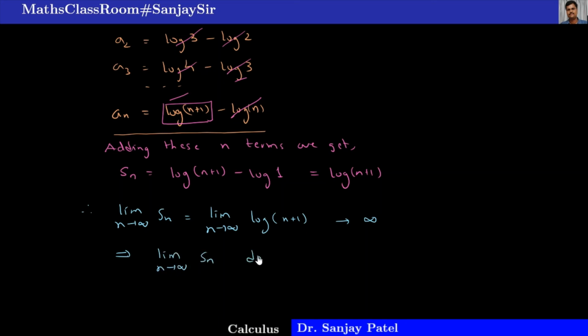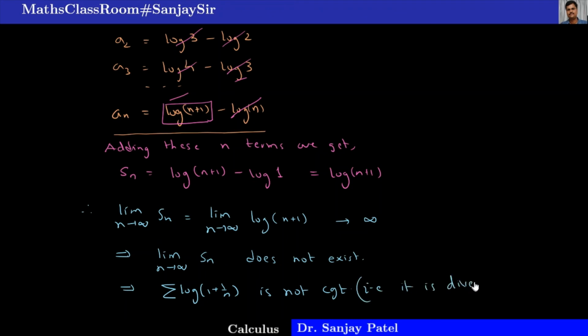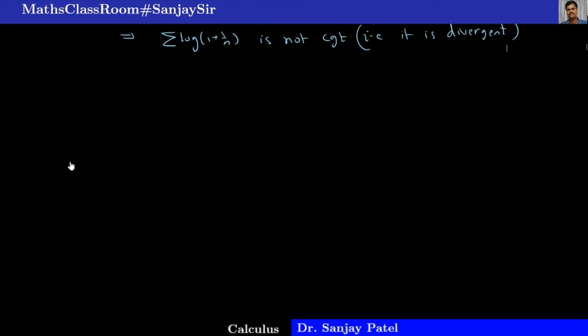This limit does not exist, and if the limit of Sn does not exist, we can conclude that the given series sigma an, that is sigma log of 1 plus 1 by n, is not convergent. That means it is divergent. It is a divergent series. In this case, no need to find the sum. Let's take one more example of a divergent series.